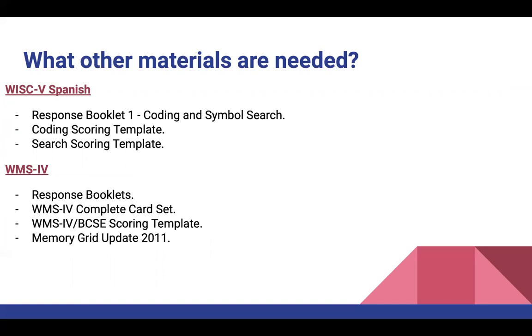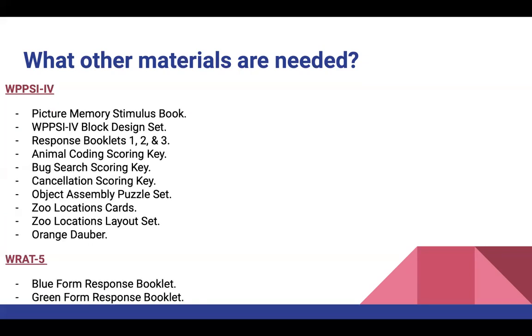For the WPPSI, you would need the stimulus books, the block design set, response booklets, animal coding, bug search, and cancellation scoring key. You would also need the object assembly puzzle set, the zoo locations cards, and layout set, as well as the orange dauber. And for the WRAT5, you would need all the response booklets.